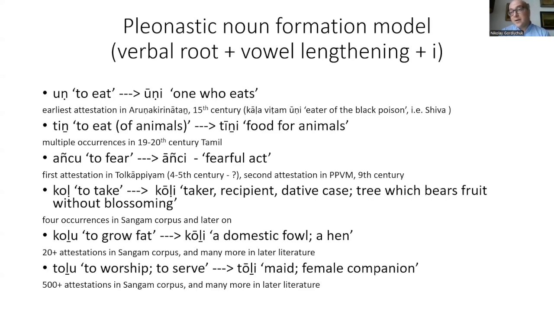Some words are of extreme importance, such as kori, which in modern Tamil is more like a hen, but basically a domestic fowl, and it is probably related to the root koru, to grow fat. So kori is a domestic fowl as something plump, something fat. And it has more than 20 attestations in the Sangam corpus, so it's an important word.